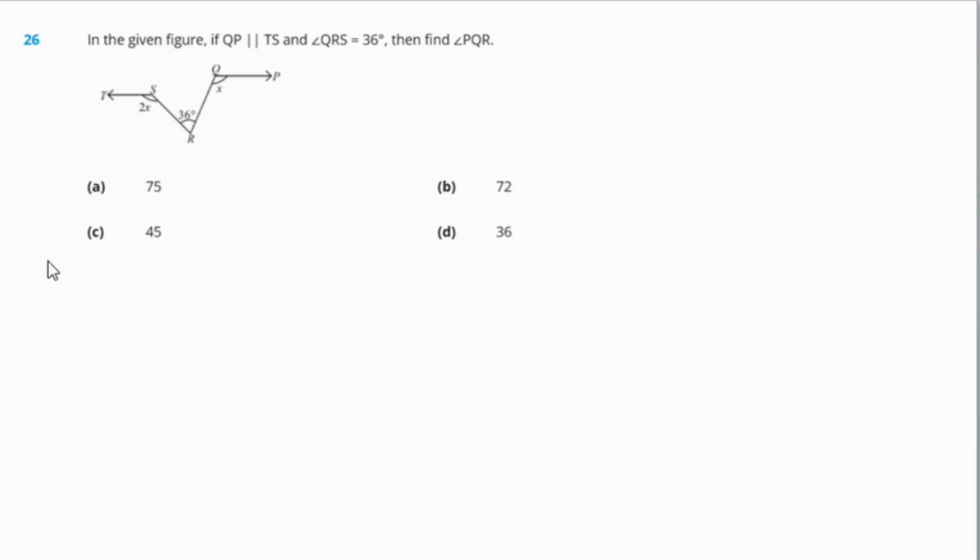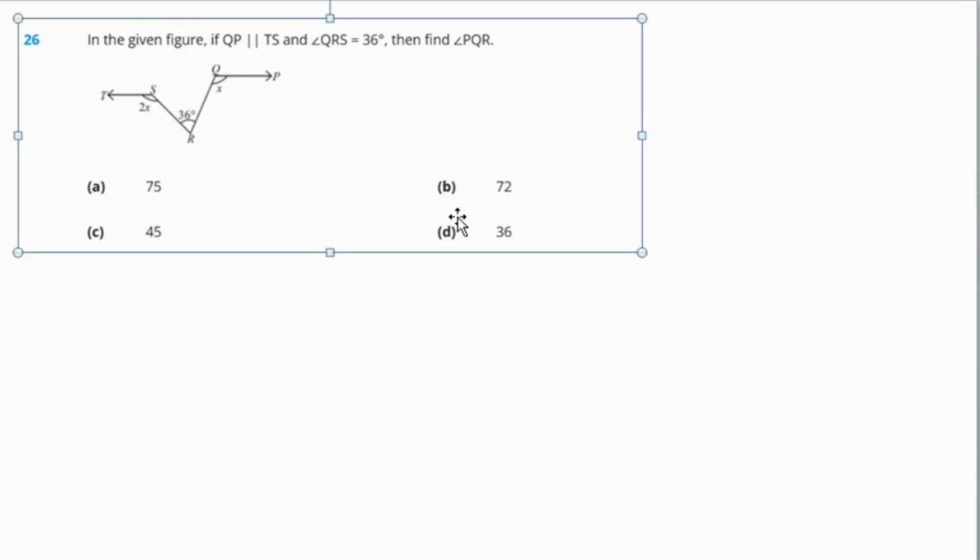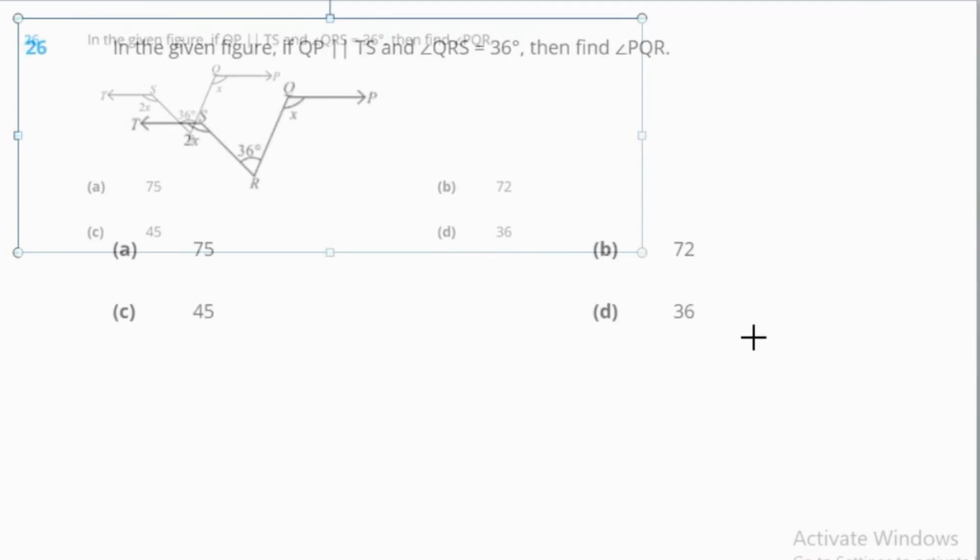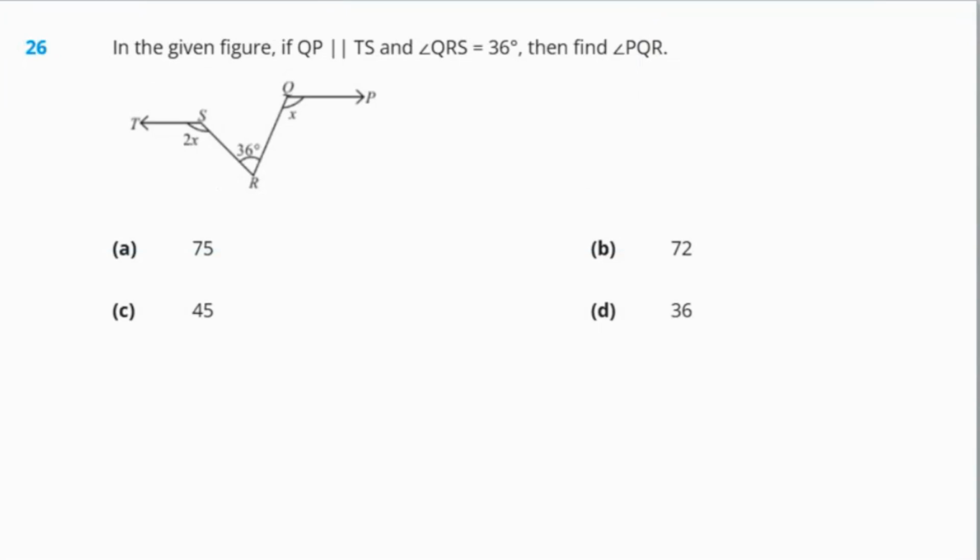Okay, now the next question. So in the given figure, QP is parallel to TS, and angle QRS is equal to 36 degrees. Then we need to figure out the value of angle PQR. This we need to figure out.